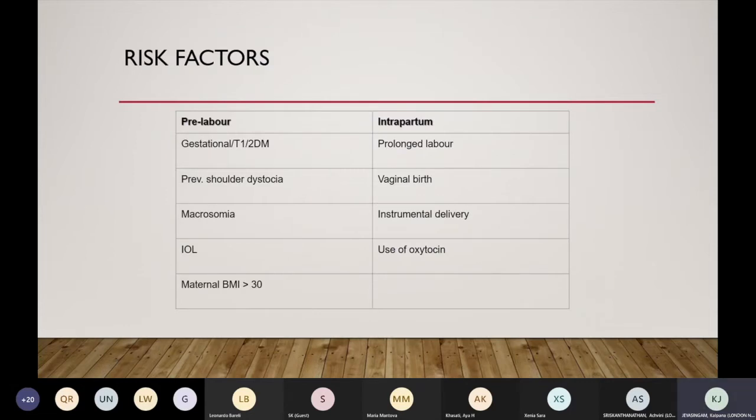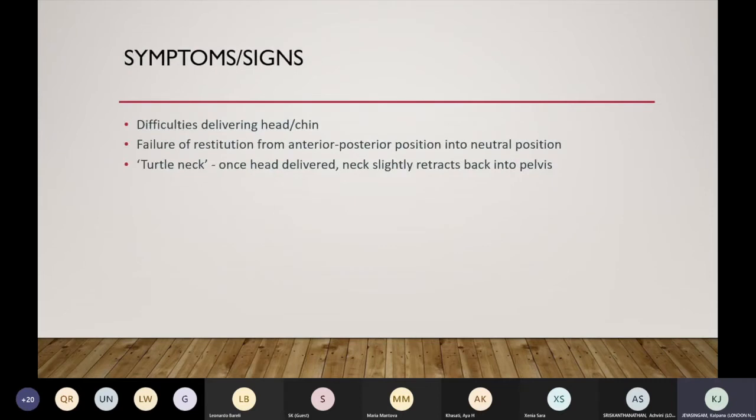Pre-labor, it could be due to gestational diabetes or the mom having diabetes, previous shoulder dystocia, macrosomia, induction of labor, or maternal BMI more than 30. And during the delivery, it could be due to prolonged labor, vaginal birth, instrumental delivery, or use of oxytocin, which could be risk factors. And what are the symptoms and signs?